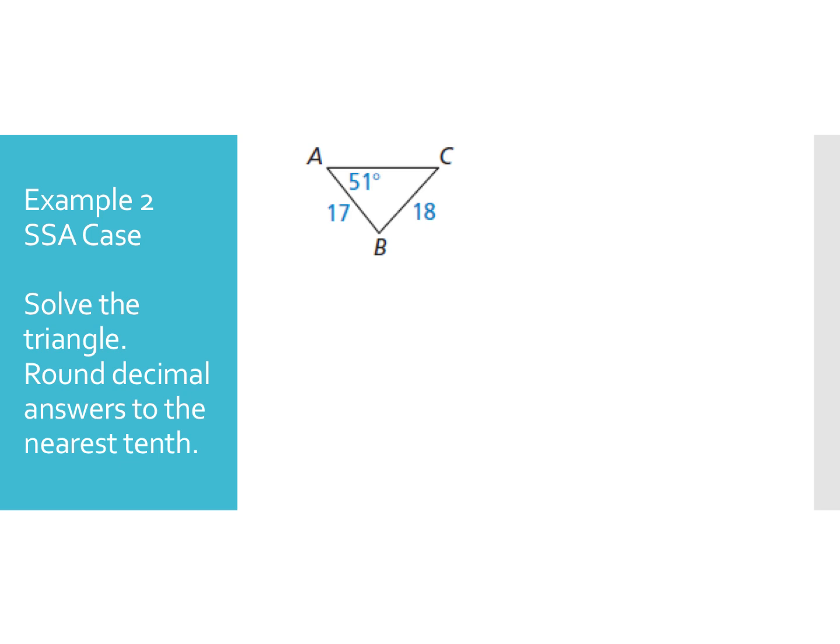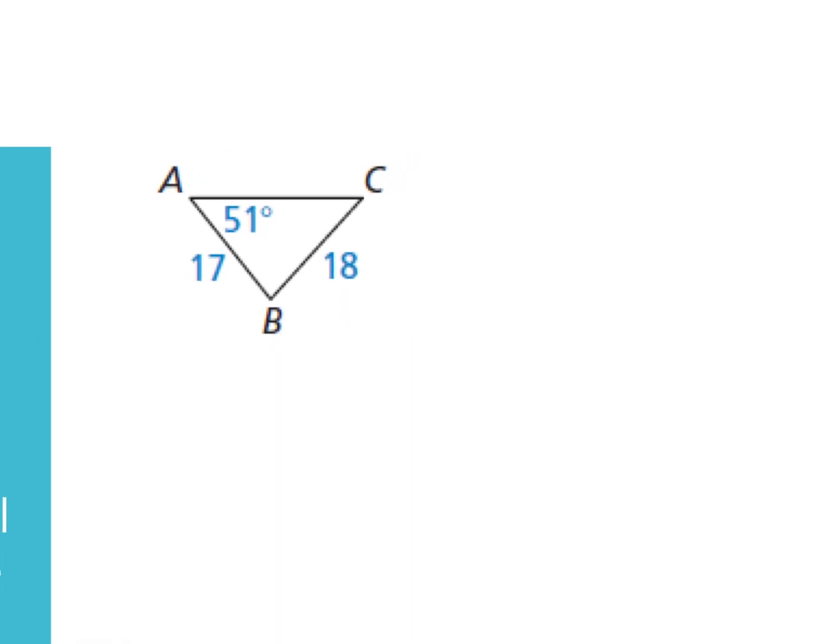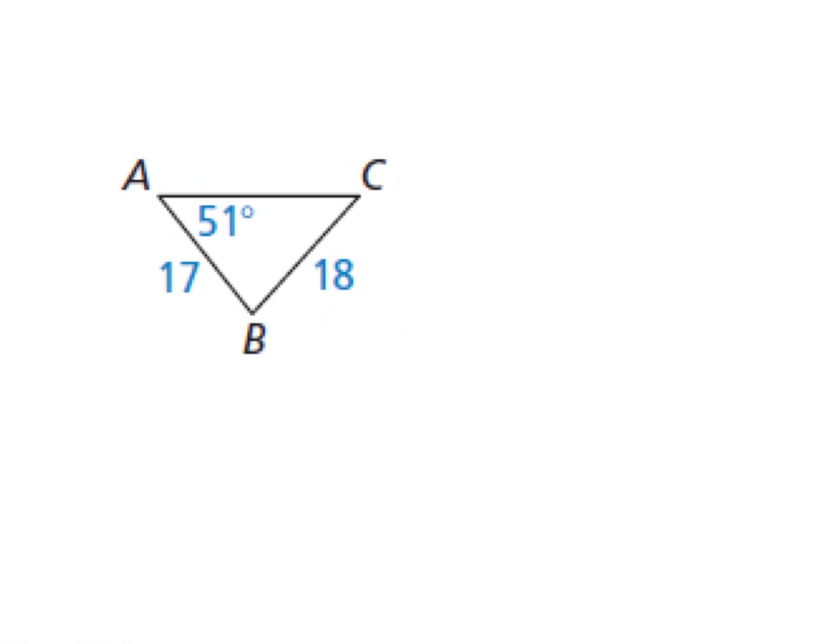I have to find all my missing sides. I have to find all my missing angles. So if I'm looking at this one, I have to find side B. I have to find angle B. And I have to find angle C. So there's 3 things I have to find.